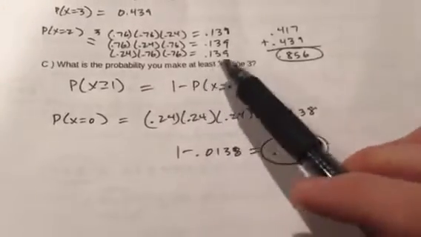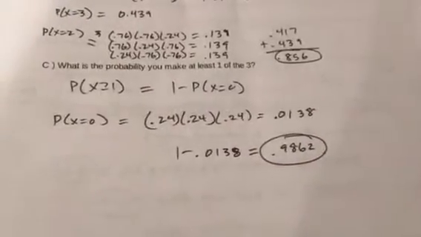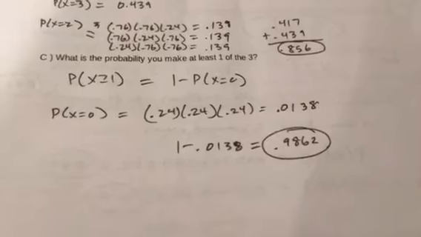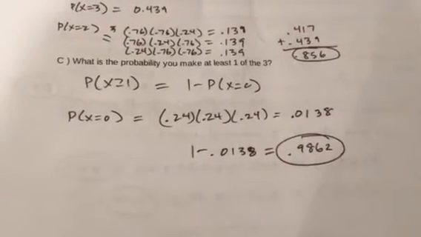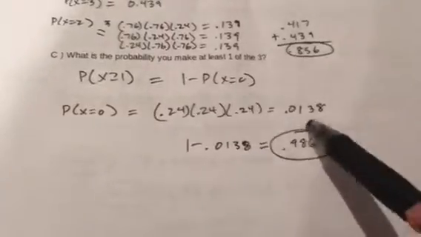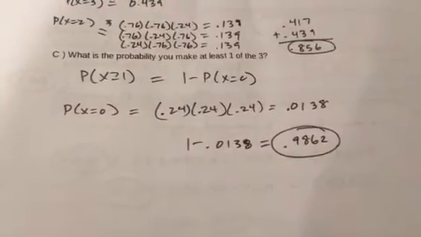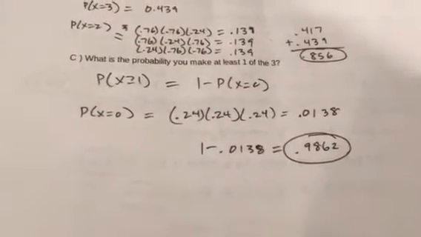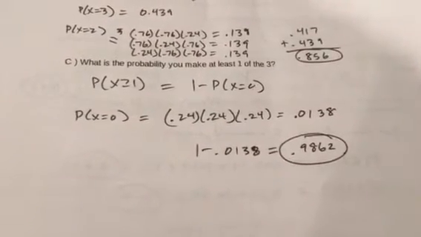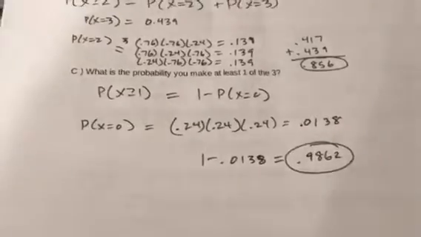What is the probability you make at least one of the three? So that's a great complement question. It's just 1 minus the probability you make 0. So you miss all three. About a 1% chance of missing them all. 1 minus that, about a 98.62% chance, or a probability of 0.9862. All right, moving on.